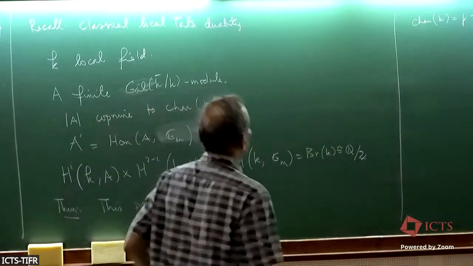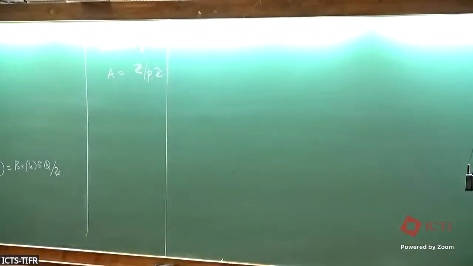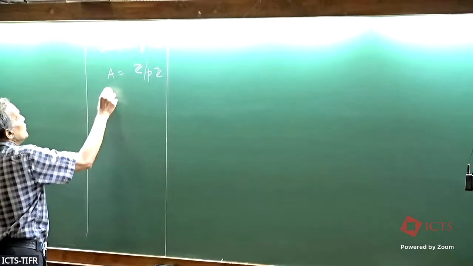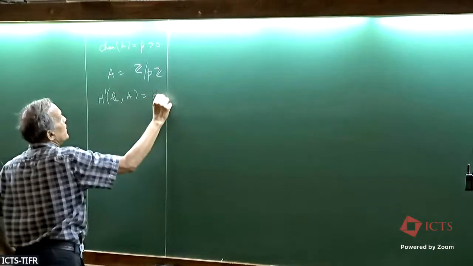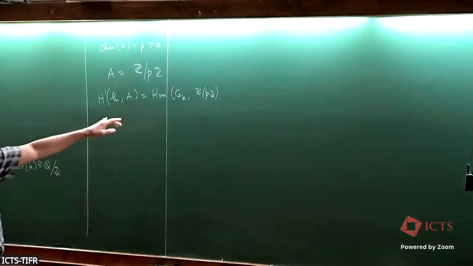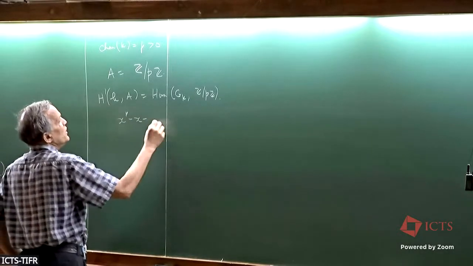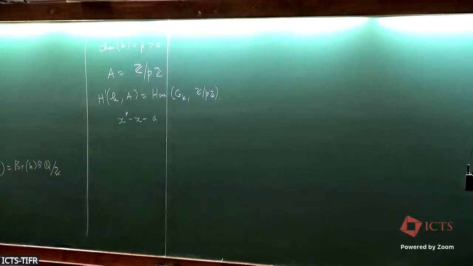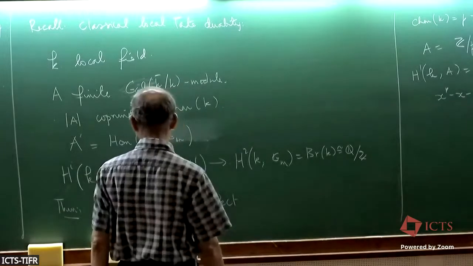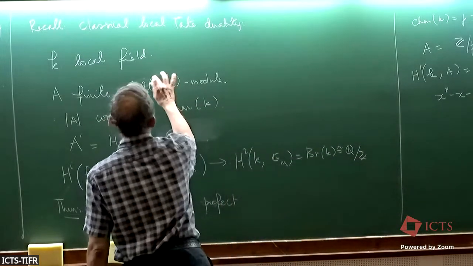I'll just give an example. Suppose I take A equal to Z/pZ with the trivial action. If I look at H^1(K, Z/pZ), by Artin-Schreier theory you have infinitely many elements: to any x^p - x - a, where a is not in the image of x^p - x, you have a separable extension of degree p. The Galois group is that of this.